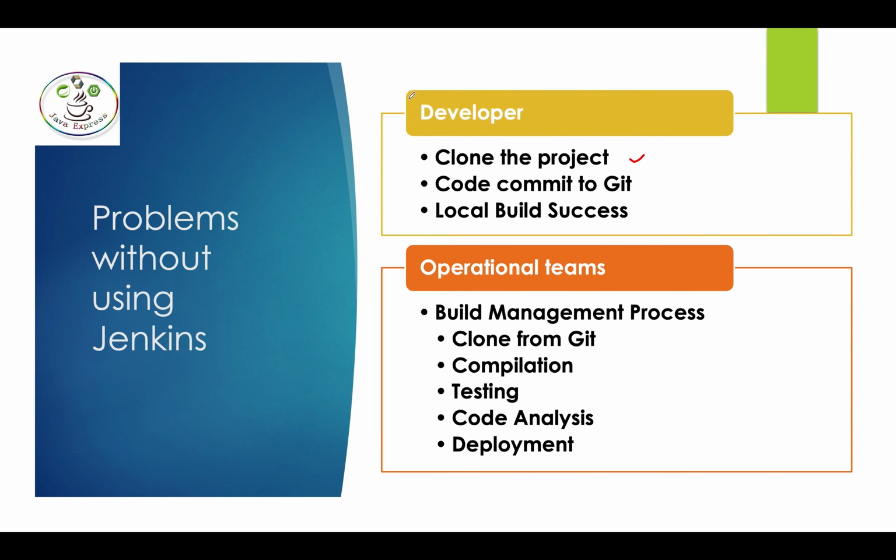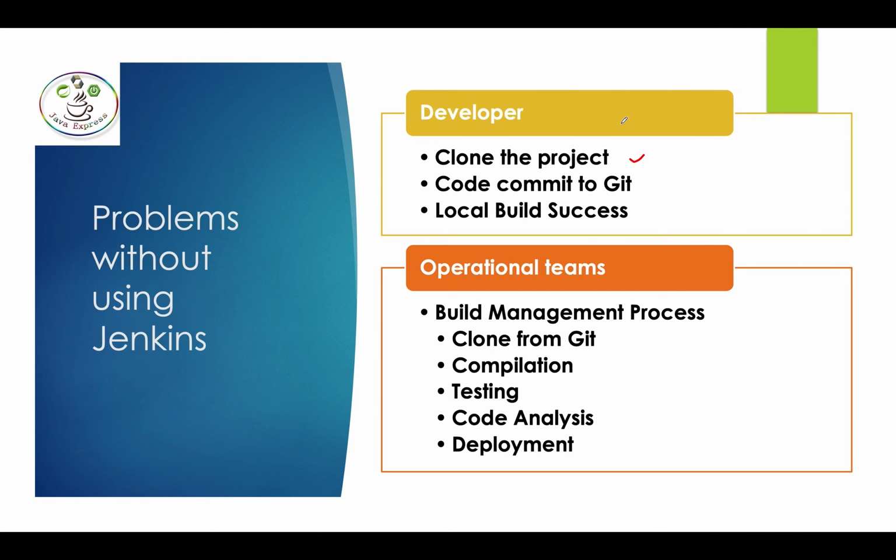So these are the developer and operation teams. We have two teams, one for development, one for operations. Exactly what will the developer do? Developer life is easy. He will just write the code, commit the code, and check whether the build is working in the local or not. Everyone knows about this one. This is the developer role. The main headache is with the operational team.